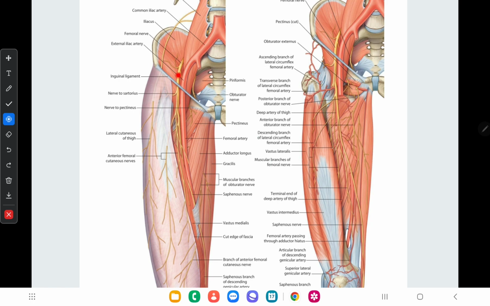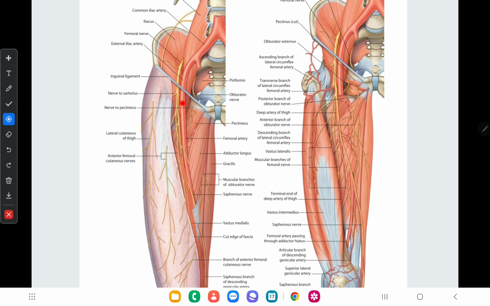So you can surface mark the femoral nerve just lateral to the femoral pulse. Also you can see it is behind the inguinal ligament as well. So what are the relations of the femoral nerve? First, it emerges from the lateral border of the psoas major muscle. Then it goes downward in between the iliacus muscle and psoas major muscle. Then it enters the thigh behind the inguinal ligament and lateral to the femoral artery.